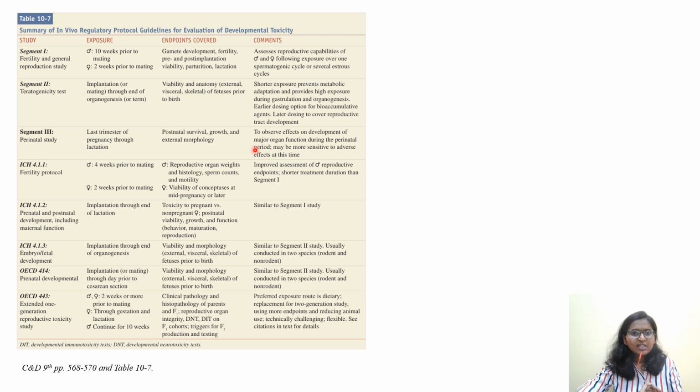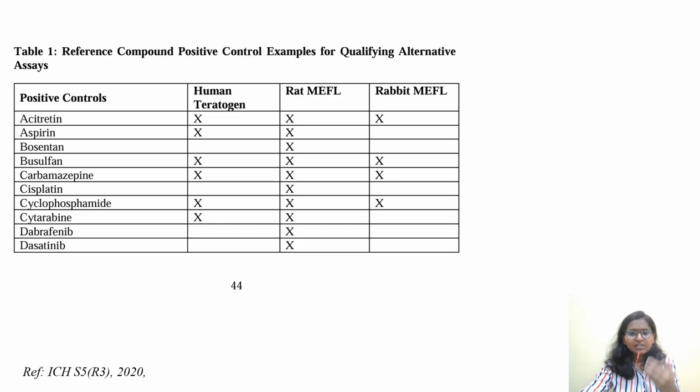Okay, similarly, these comments are also there for the other guidelines. So you can go back, check these particular pages, and read this table in detail, because they have very beautifully given the comparisons also, right? So let's see what else we can learn from this table as well as the ICH S5 guideline.